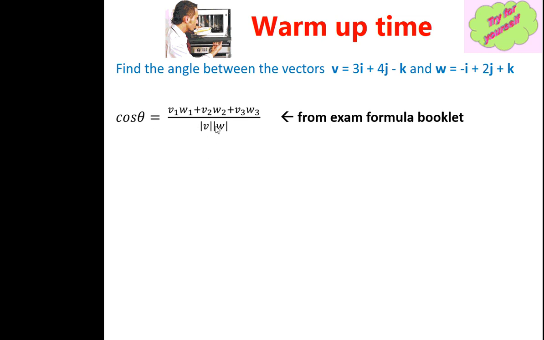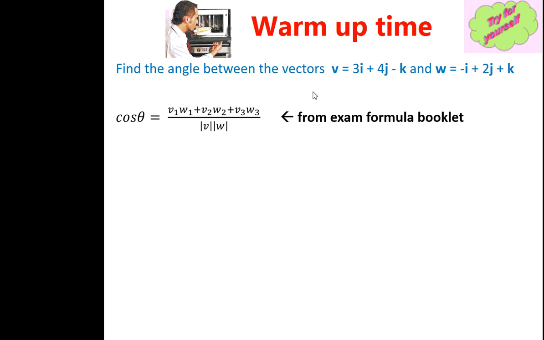So basically, if you multiplied these two things over here, and rewrote this as v dot w, like the dot product, then you would have the original formula that's in the booklet. So this is the rearranged formula from the exam formula booklet. They don't give you the rearranged version, so you need to be able to rearrange it yourself, but that's easy enough.